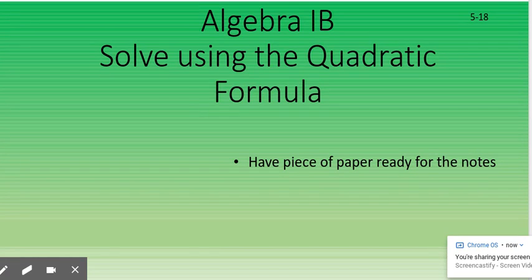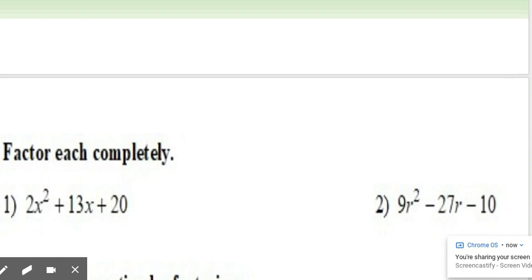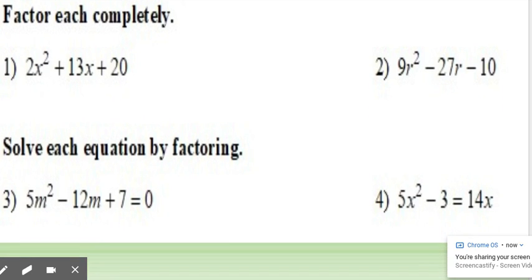Hey guys, we're going to be learning today about how to use the actual quadratic formula all the way through. Before we do that, make sure you do have a piece of paper ready to go for our notes today. And we're going to do some review on the stuff we've learned about factoring. So I would like you to pause the video and complete these four problems.